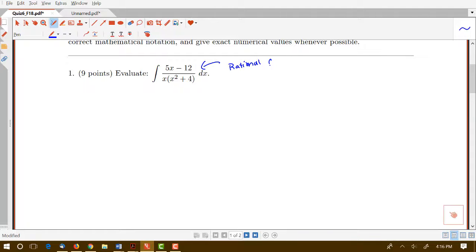So when we think about our different integration techniques, with many rational functions, we're going to want to use partial fractions unless u substitution would be easier. But notice that my denominator here would be x cubed + 4x. So du of that would be 3x squared + 4, and I just have an x in the numerator. So u substitution isn't going to work. I do need to use partial fractions.